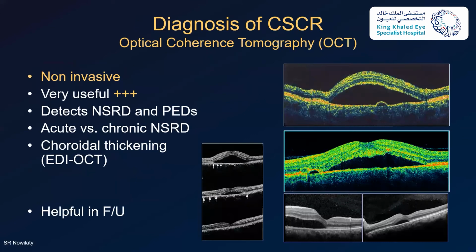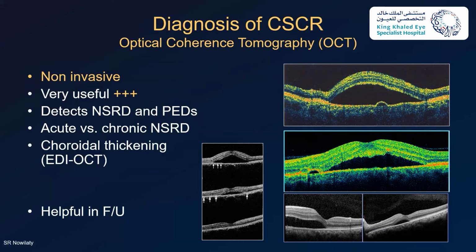So, the best way to diagnose central serous right now is by doing an OCT, which is non-invasive and extremely useful. It will detect very clearly for you the area, the edge, the limits of the neurosensory retinal detachment and any PEDs. And it will tell you if it's an acute or a chronic neurosensory retinal detachment, because if it's chronic, you will see these elevated and elongated photoreceptor outer segments.